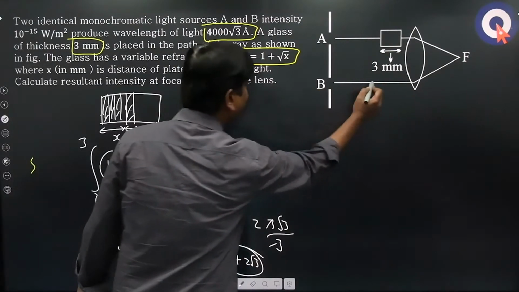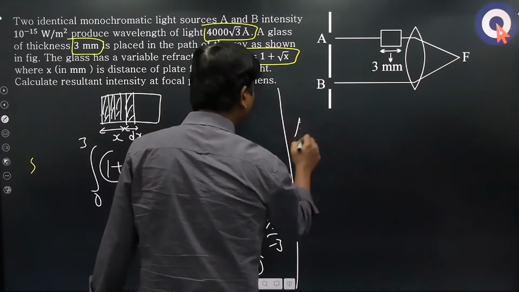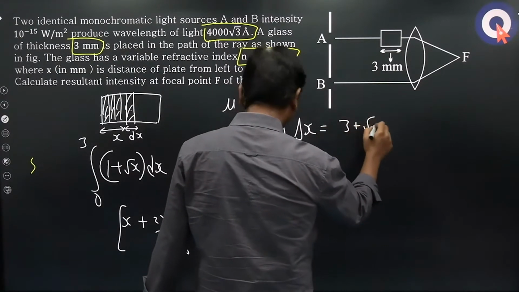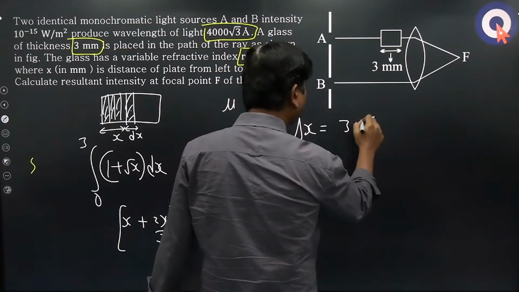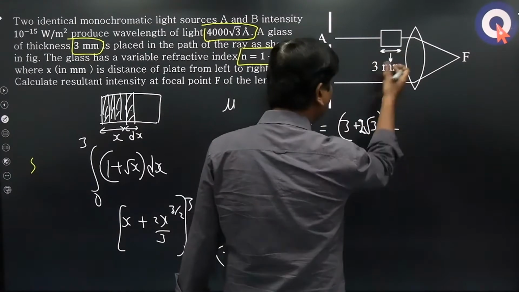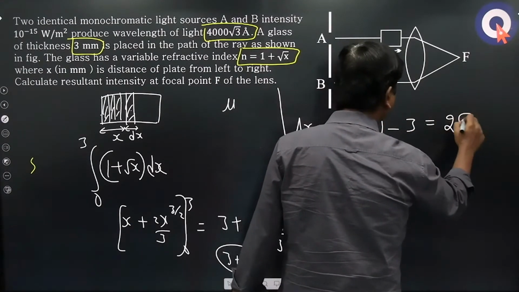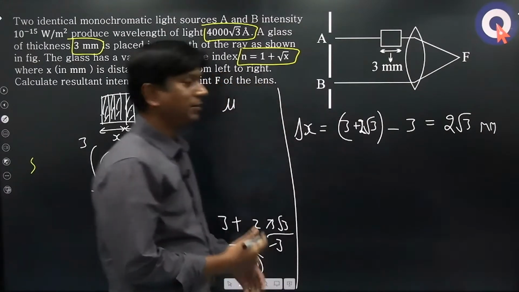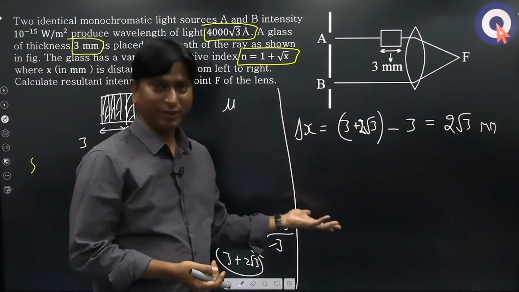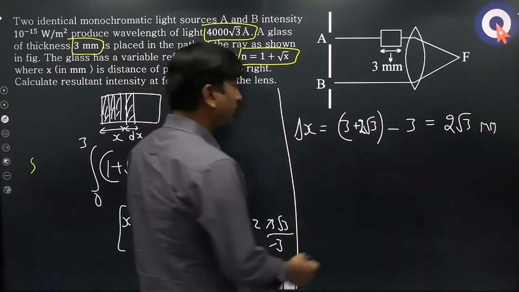And the same thing in air will be 3 mm only. That's why now we are talking about path difference. The equivalent distance in air is 3 plus 2 root 3, minus the same distance it would travel in air, which is 3 only. So the path difference will be 2 root 3 mm. Now from the path difference you have to calculate the phase difference, and after that the resultant intensity. Very simple. So the path difference is 2 root 3 mm.